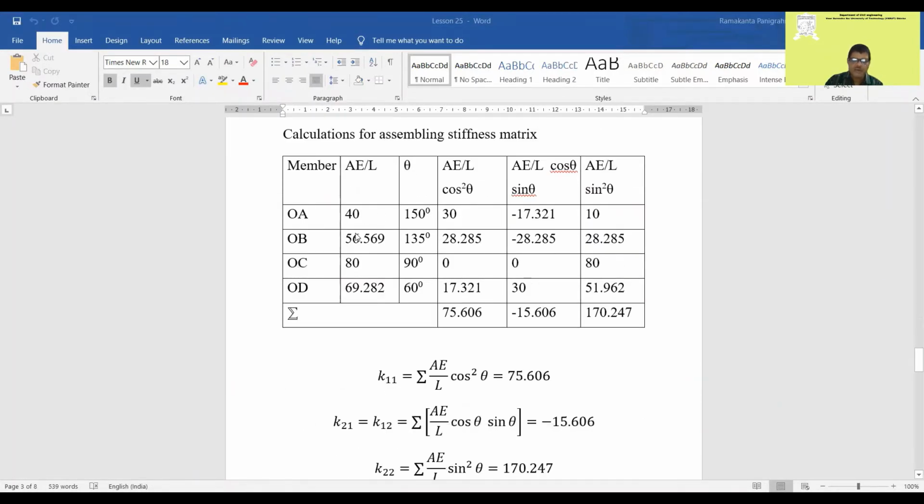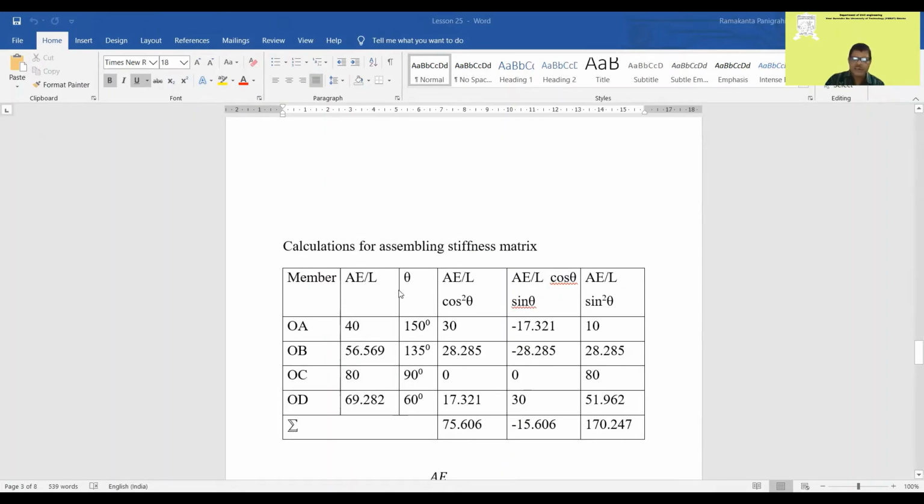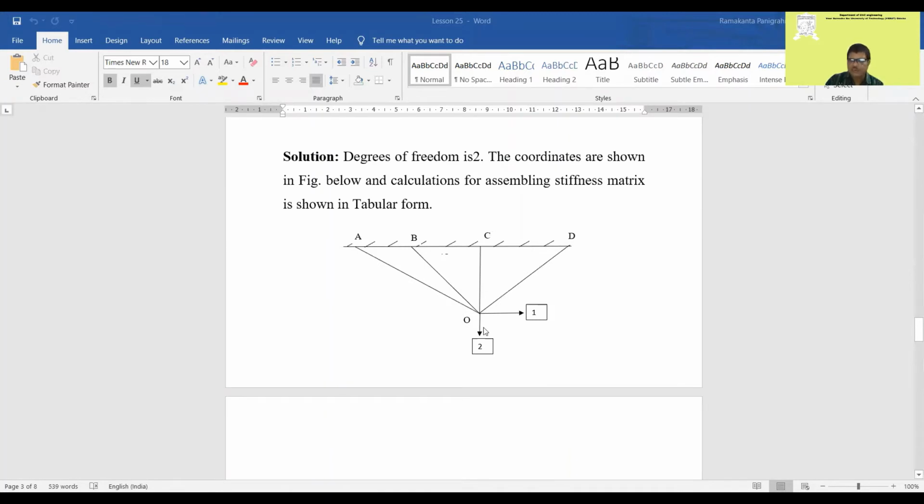A is 40 kilonewton. What is the OC? I am giving OC. OC is 2.5. So what will A by L be for member OC? A by L is 1000 into 200 by 2.5 meter. So 2,500.